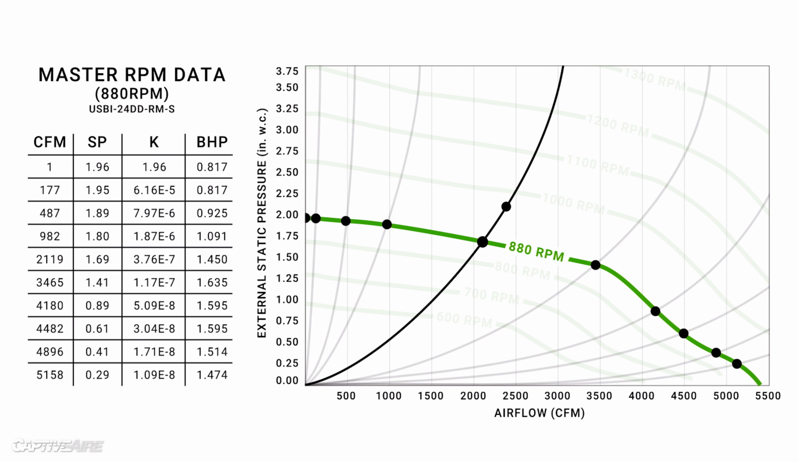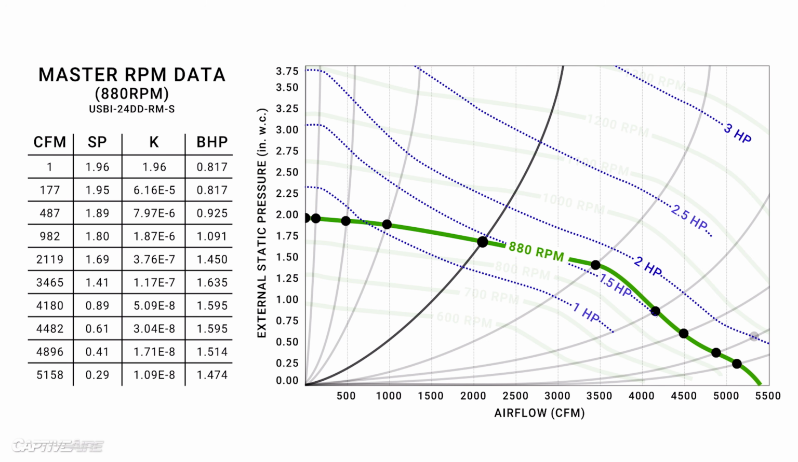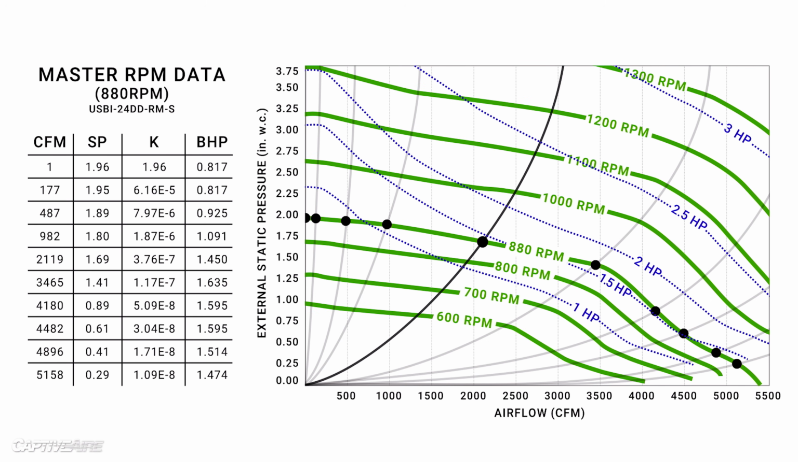And if we repeat for each system curve, we've got our complete 2 horsepower line. Then using software, we can quickly add whatever horsepower lines we want. And that's it. That's how we build a full fan performance curve.